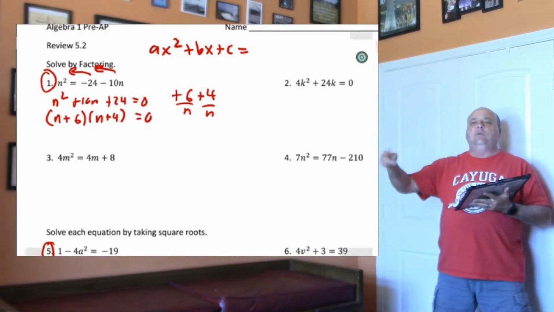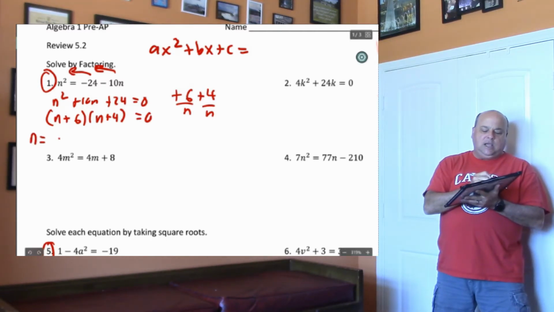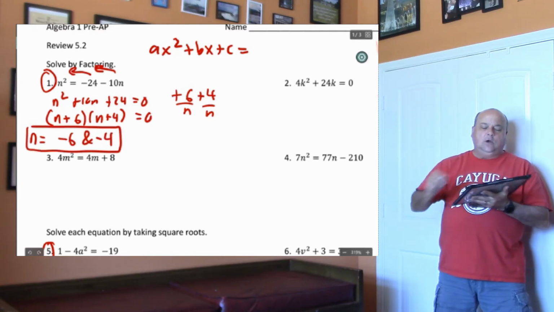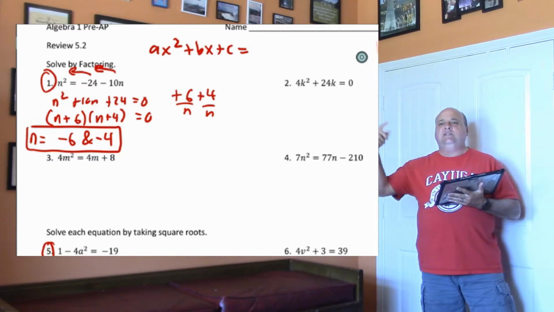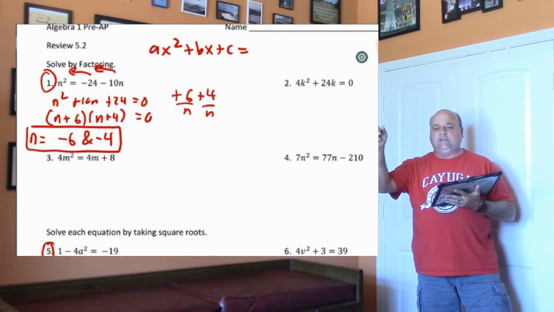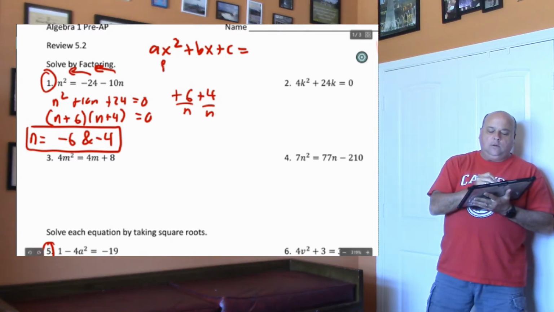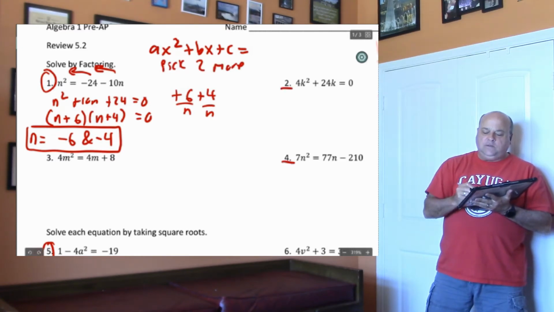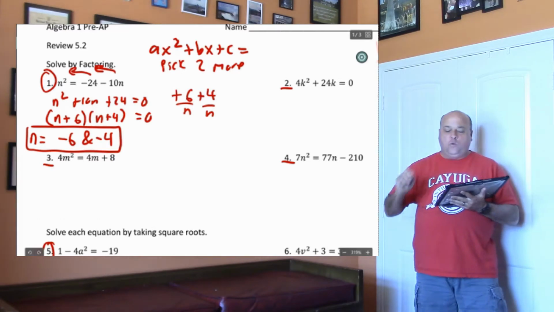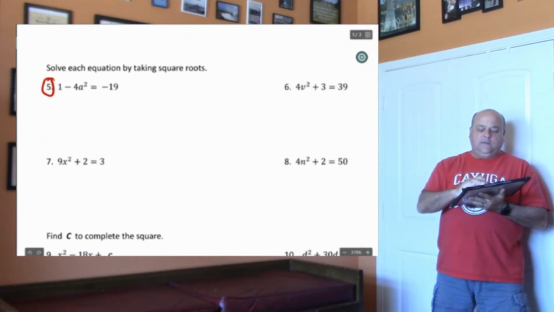Then remember, the zeros in the factors are opposites. So my zeros are going to be n equals -6 and -4. That is all you have to do. At -6 and -4, those are the 2 points where the graph will cross the x-axis. Okay? So you could pick 2 more. So on this one and this one, you can omit one of those, okay? You can omit one of them. Just do 2 more. Let's go to the next one.